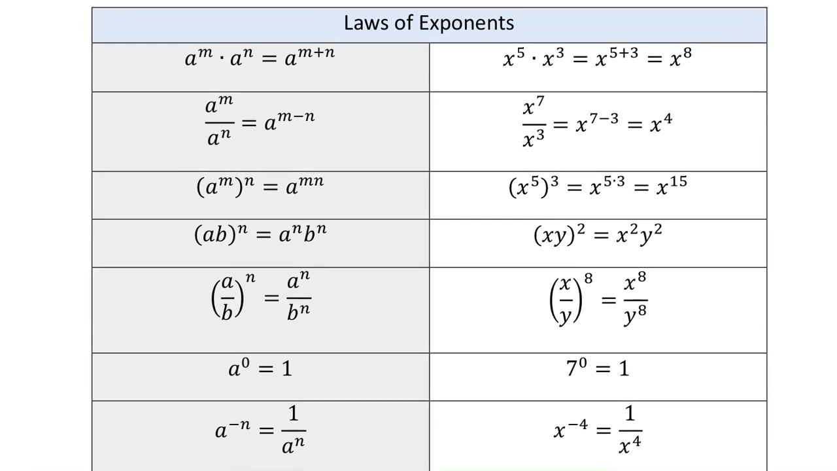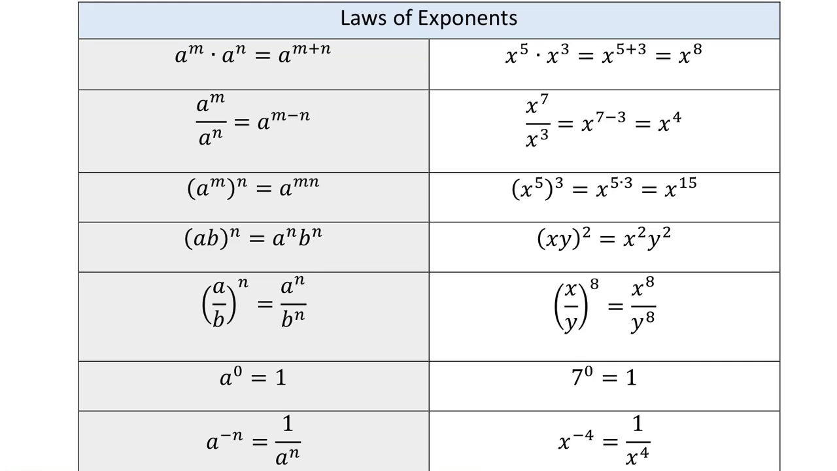Let's start by reviewing the laws of exponents. The first one is a to the power of m multiplied by a to the power of n equals a to the power of m plus n. This law tells us that if we multiply two expressions that have the same base, and in this case the base is a, then we just add the exponents. In the example to the right, x to the power of 5 multiplied by x to the power of 3 equals x to the power of 5 plus 3, which makes x to the power of 8.